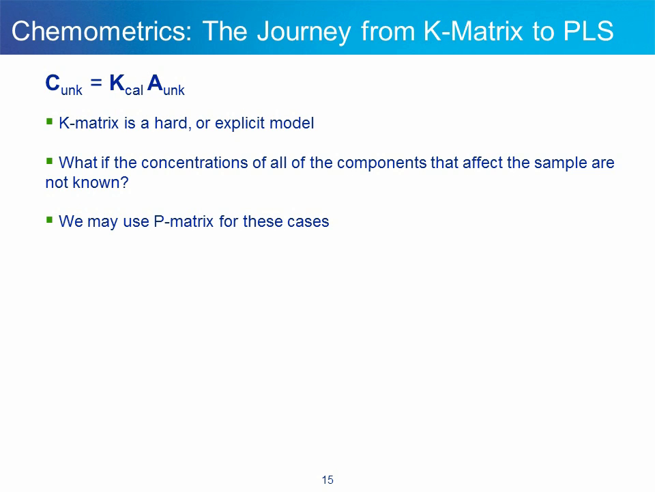We think of K matrix as a hard or explicit model. We need to know the concentration of all the components that affect the absorbance values we're using. What if these are not known? We may use P matrix for these cases.